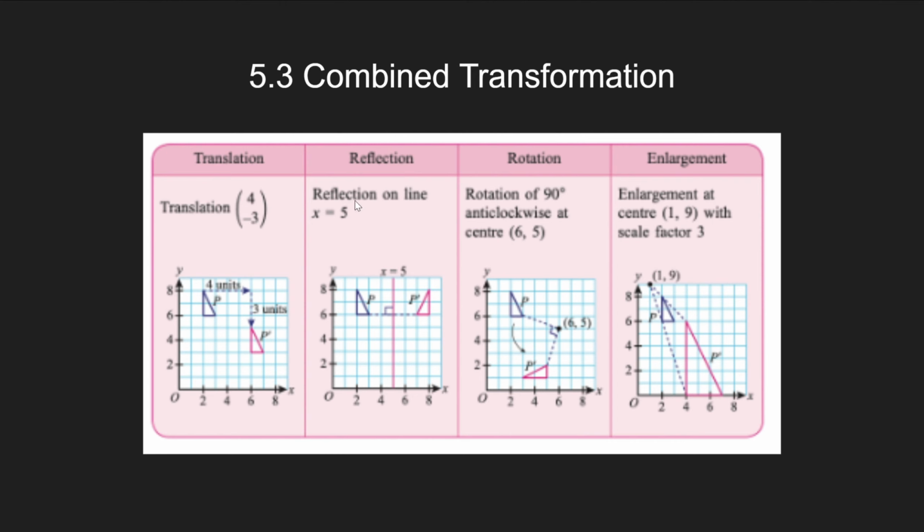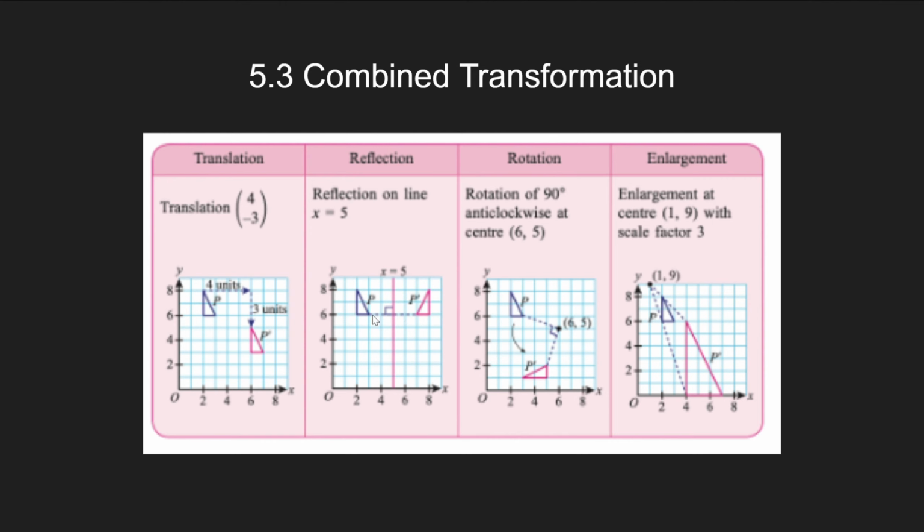For the reflection on line x equals 5, you have to draw a line x equals 5, and calculate the distance between the object and the mirror. So for the first point at the right angle triangle, it is 1, 2, and 3. So you have to calculate after the mirror, which is 1, 2, and 3.